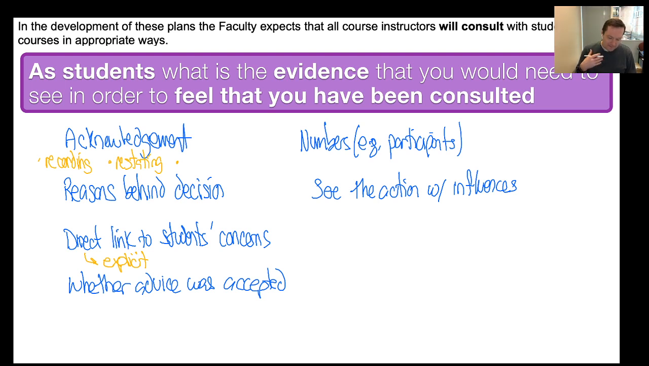I think there's that sense of influence. I think there's that sense of, and it can be named. See the action with influences, and I'd say identified. So for example, when we say we're now on Bilibili because some of you said it was hard to access our stuff, the because, we've identified the influence as to why we're on Bilibili. So a number of different things here.